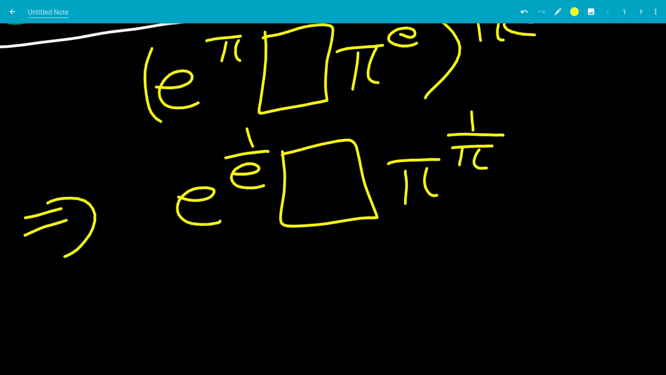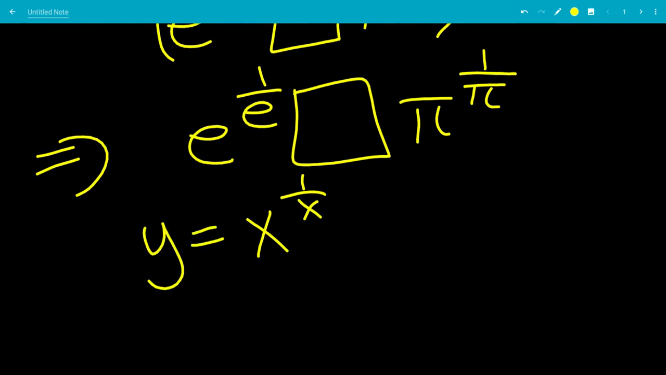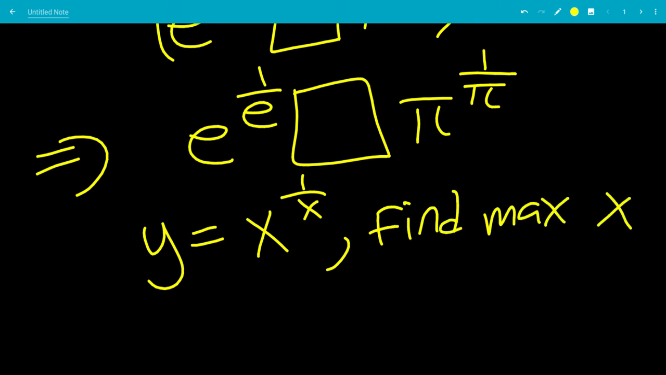What do you notice about these two? This is in the form x to the 1 over x. So let's let y equal x to the 1 over x. We're going to find the max x. If the max x is e, then e to the 1 over e is bigger than pi to the 1 over pi. And if pi is the max x, then e to the 1 over e is less than pi to the 1 over pi.